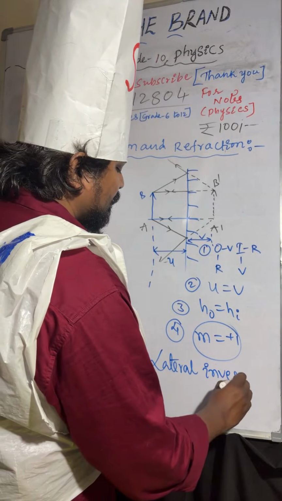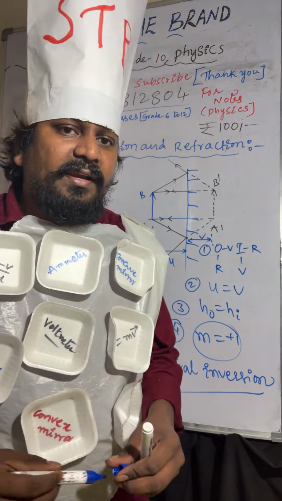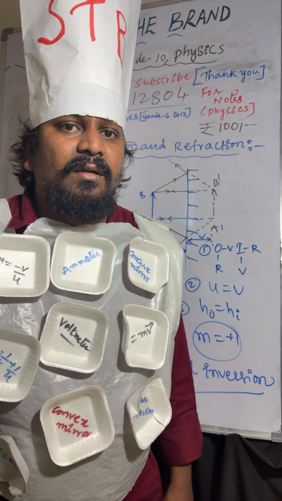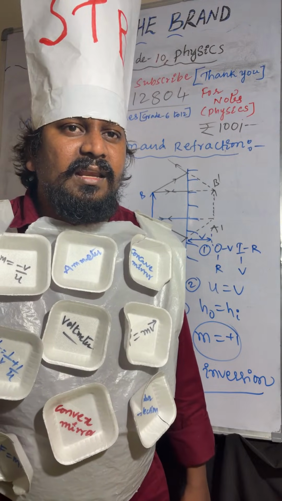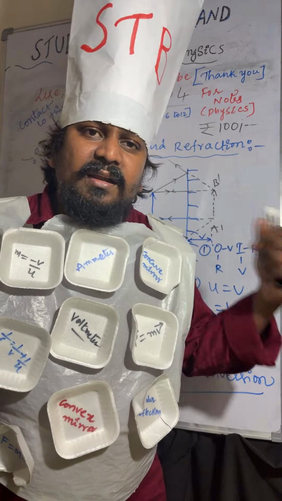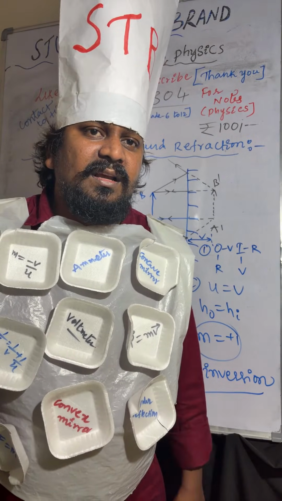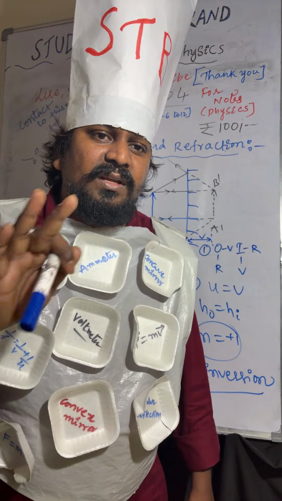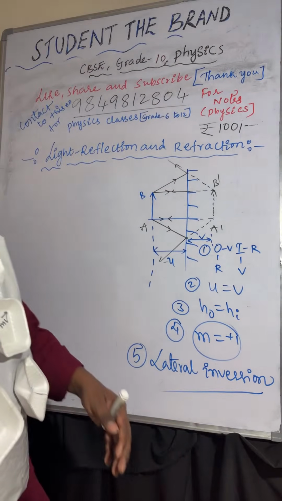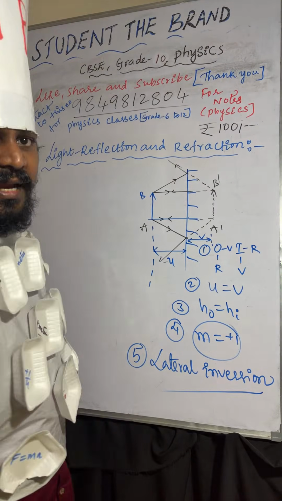Lateral inversion. Yes or no? These are the points I am saying till now. Object is real, image is virtual. Object distance is equal to image distance. Height of the object is equal to height of the image. Magnification is +1. And also it shows lateral inversion. Yes. Clear? These are the points: 1, 2, 3, 4, 5. Let's start the next one.